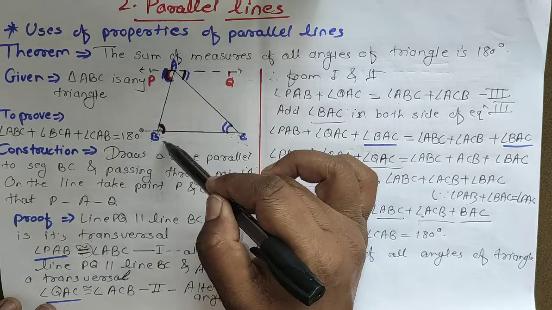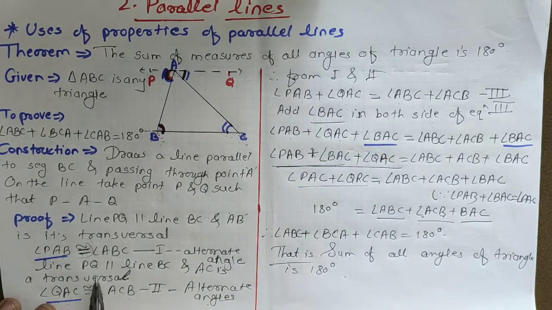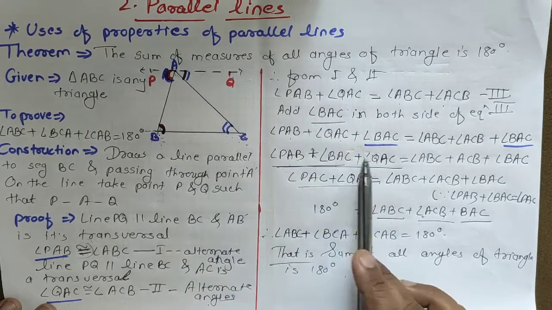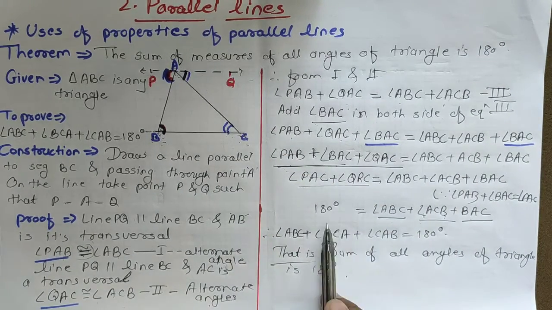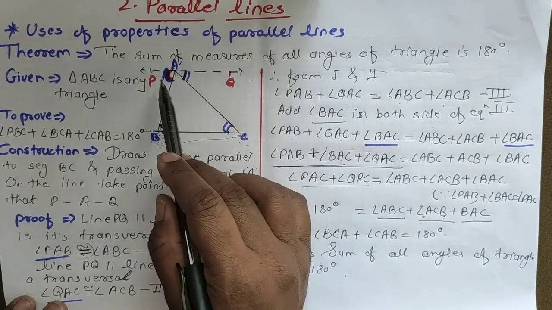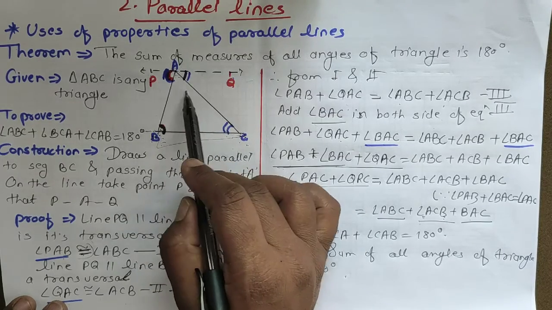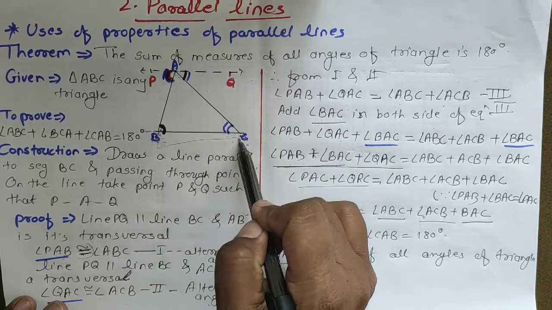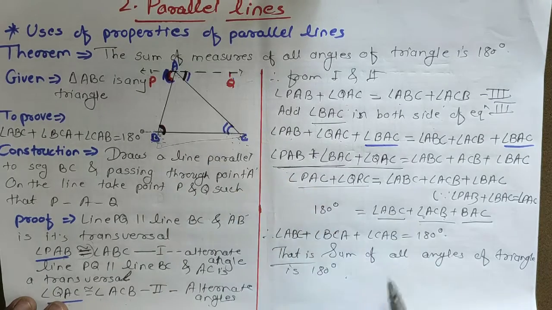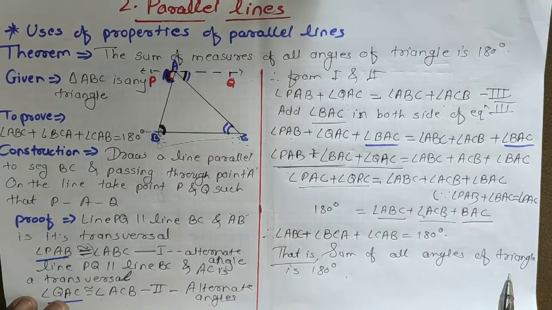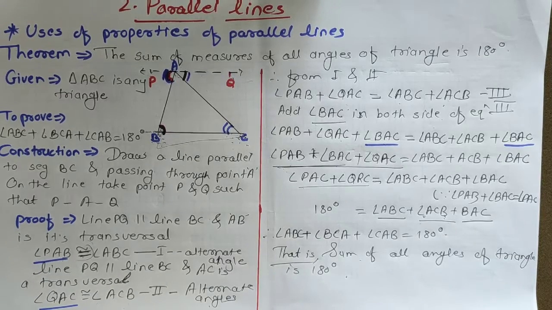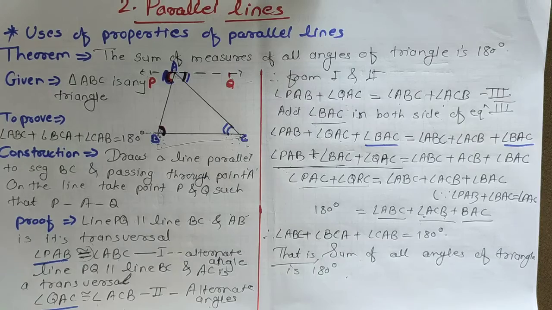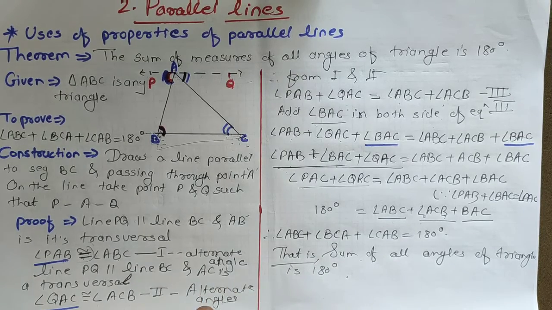angle QAC is congruent to angle AQB, alternate angles, and then add both sides. In adding, you just add angle BAC to both sides of the equation, then you will get angle ABC, because these are linear pairs, and all these linear pairs of angles measure 180. So you will get angle ABC plus angle BCA plus angle BAC is equal to 180. That is the sum of all angles of a triangle is 180 degrees. Okay, so this is the use of properties of parallel lines.